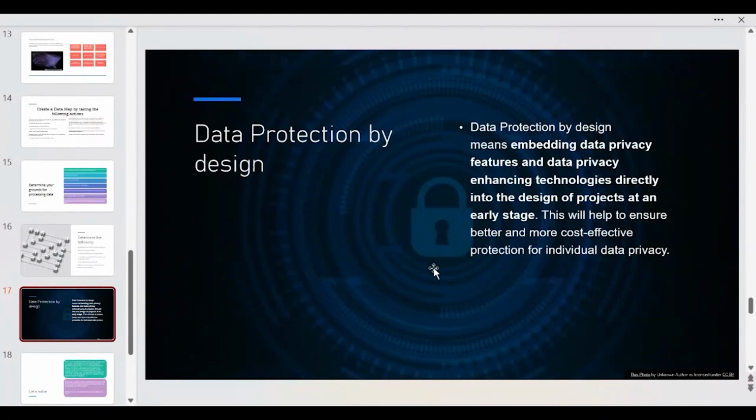So it means embedding data privacy features and data privacy enhancing technologies directly into the design of the project at a very early stage. For example, I'll just give you an example. An organization X suddenly feels that it has been retaining data for a very long time and it is not deleting data. And it could falter under GDPR compliance of retention and deletion. So the organization decides to build up a policy on retention and deletion and ensure that let's be compliant now.